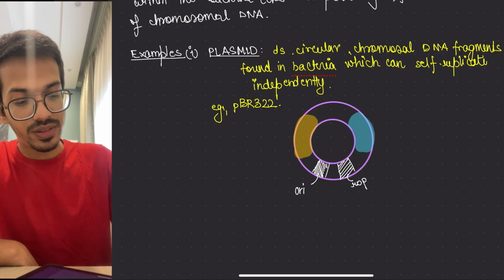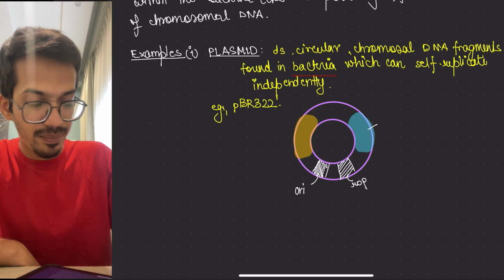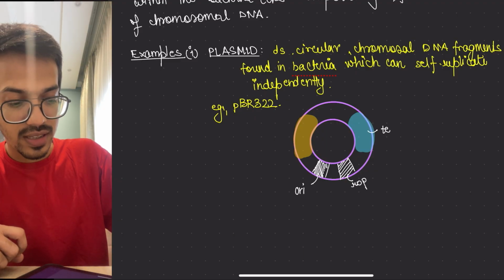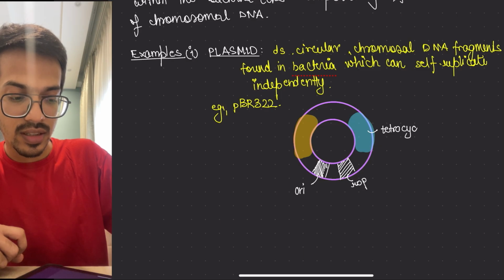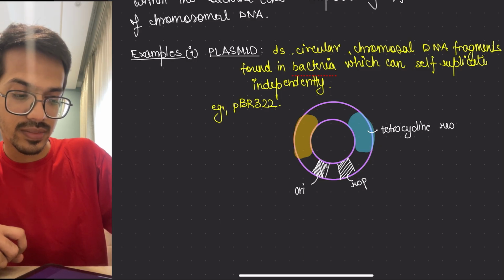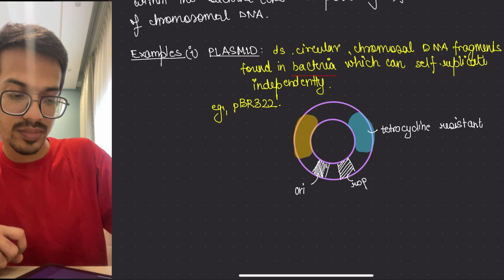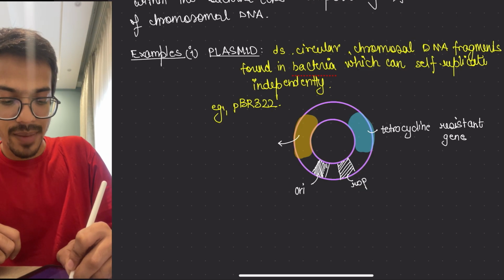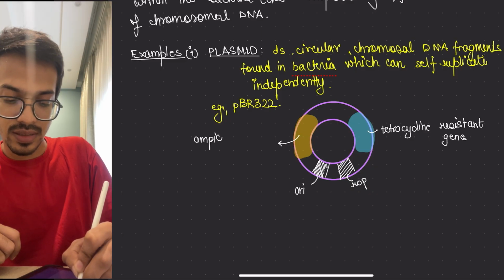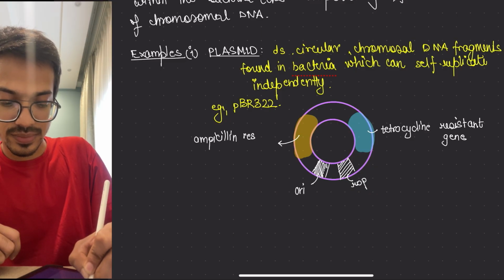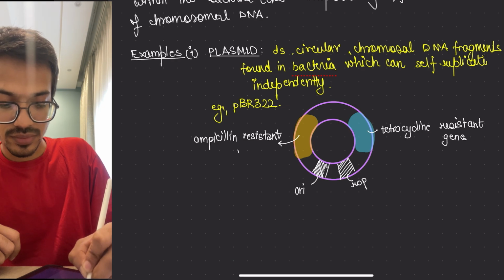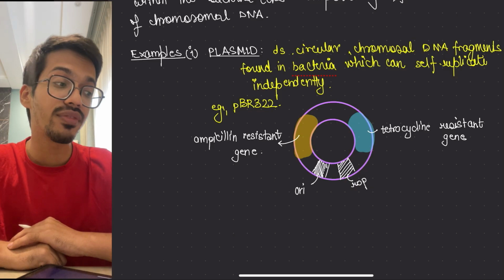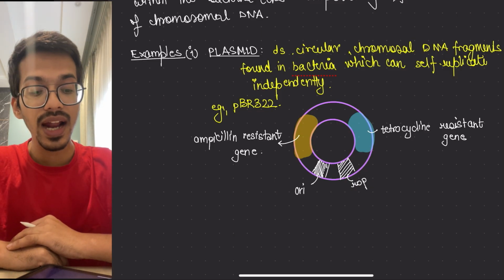Clear? This is the tetracycline resistant gene, whereas this yellow color which I have shown is the ampicillin resistant gene. Now these genes will be very useful for us. And this is the plasmid.